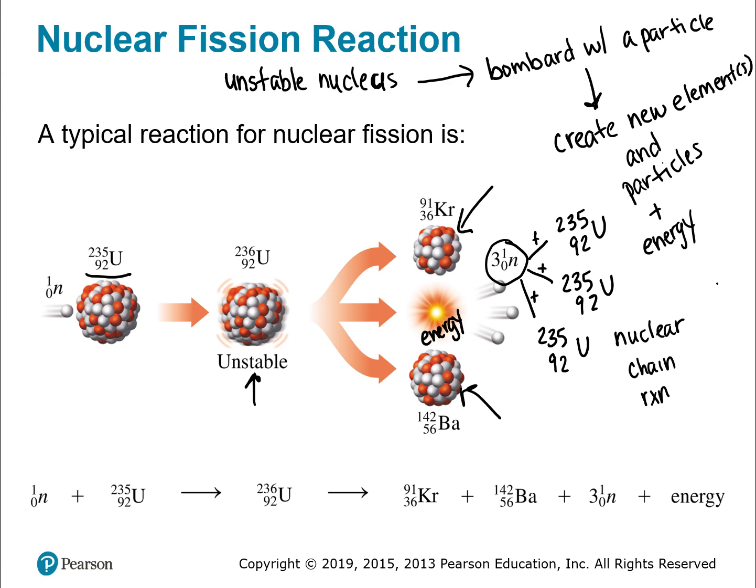That's fission in a nutshell. You're bombarding a nucleus, making an even more unstable nucleus, and then eventually that nucleus will decay. You'll make new elements, particles, and release a lot of energy. That's the basis for a nuclear power plant. So you're creating a lot of energy, and it's a reaction that can just keep going and going and going until all of your fuel is spent.